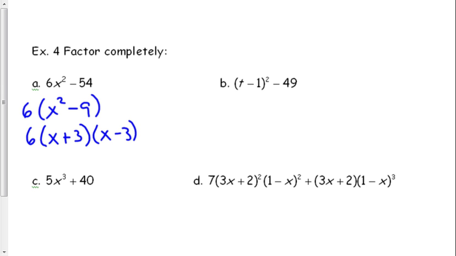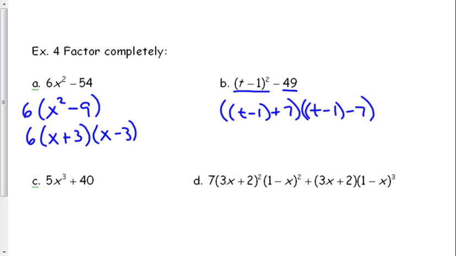All right, b, it's a grouped difference of two squares. This first term is a perfect square because it's squared. The second term is 7 squared. So again, I can break that down into t minus 1 plus 7, t minus 1 minus 7. In each of those big parentheses, I'm going to combine my like terms so that it gives me t plus 6 for the first one and t minus 8 for the second one. We move on to the next problem.